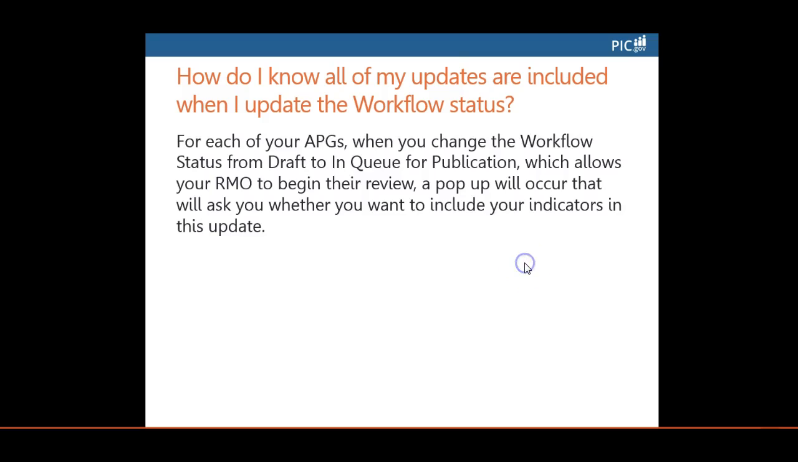For each of your APGs, when you change the workflow status from draft to in queue for quarterly publication, which allows your RMO to begin the review, a pop-up will occur that will ask you whether you want to include your indicators in this update. You can select specific indicators to include in the submission or not select any.